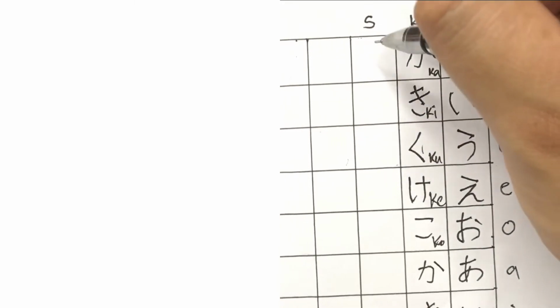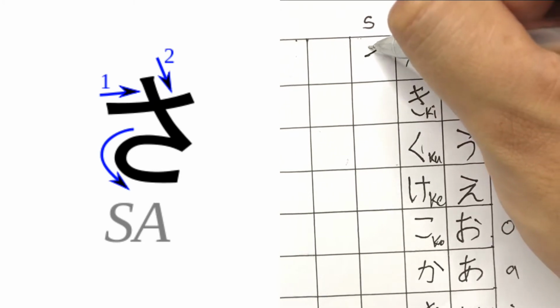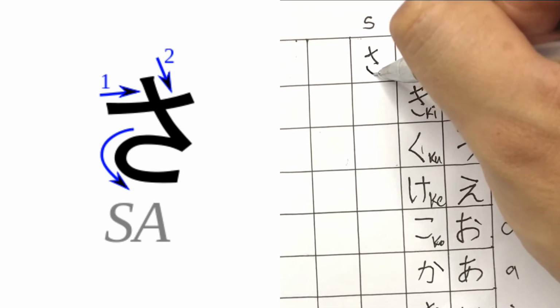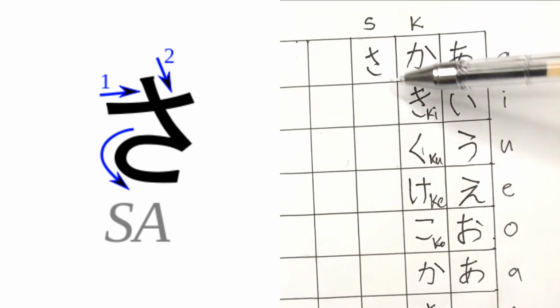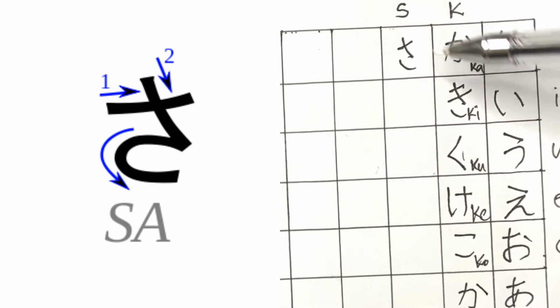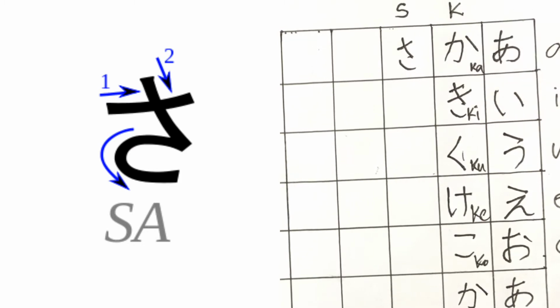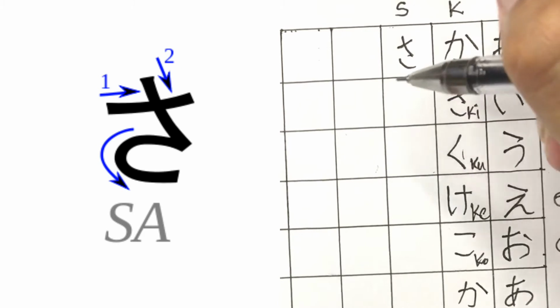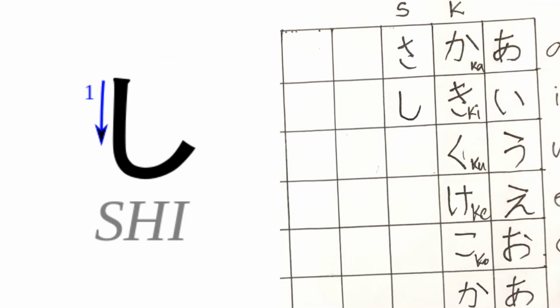The first character for the S column is sa. 1, 2, and 3. If you notice, sa and ki are almost the same. Sa only has one line. Okay, sa. The next character is shi.